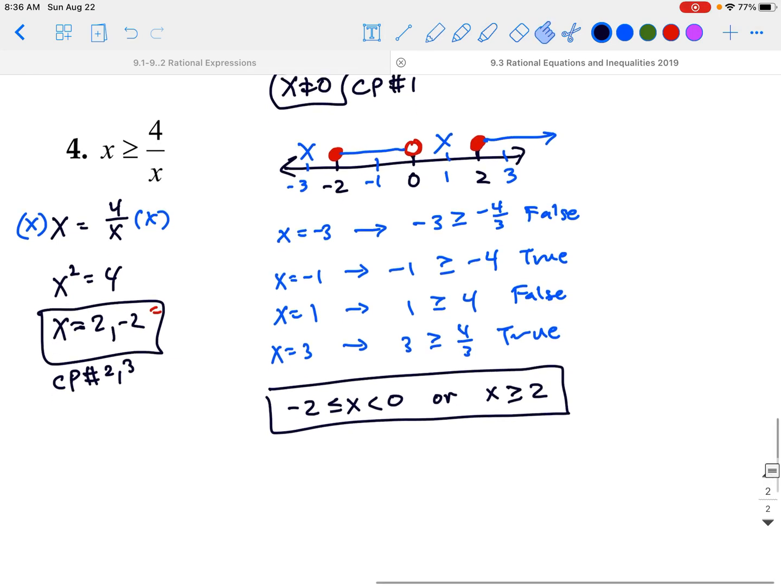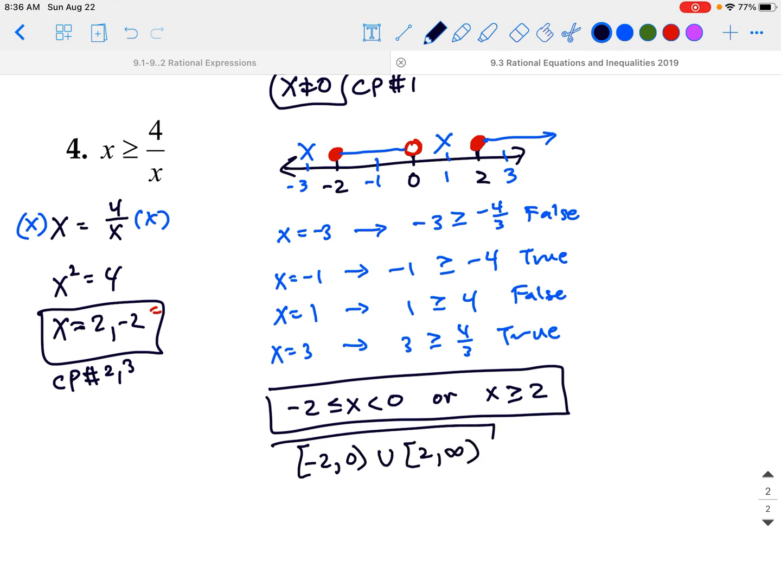Note we can use interval notation here as well. So if you want to use interval notation, feel free to. So that would be negative 2, 0, union 2 to infinity. So either notation is perfectly fine to use.